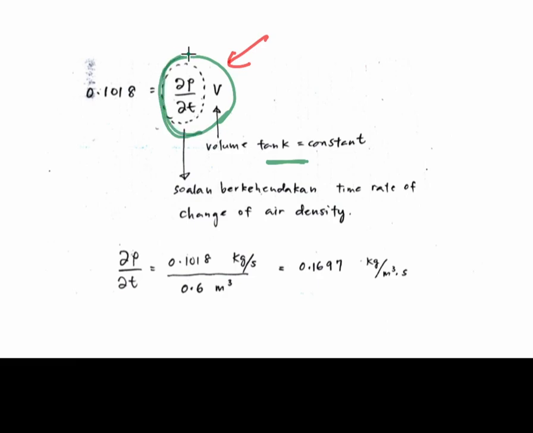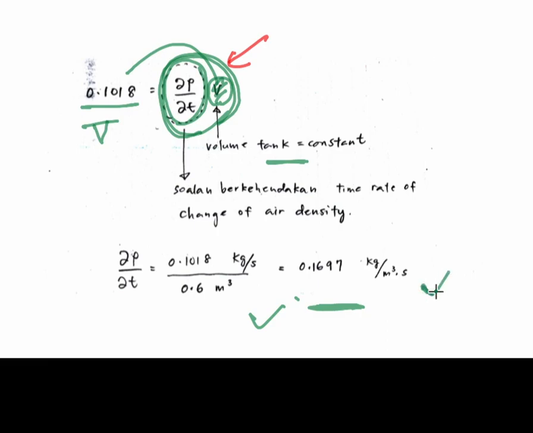So we can calculate d rho/dt, which is the change of density along time. If we divide by the volume, we get d rho/dt equal to 0.1697 kilogram per meter cube per second. This is the change of density, and because it has a positive sign, it means that the density inside the compressor becomes higher and higher. It becomes denser and denser.